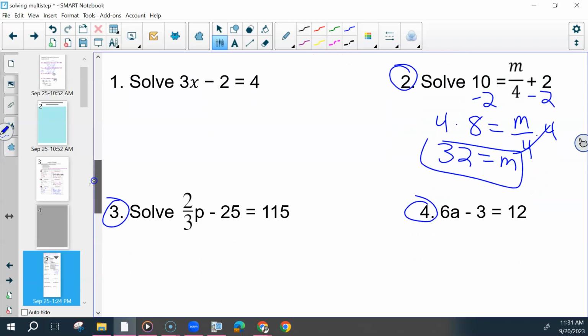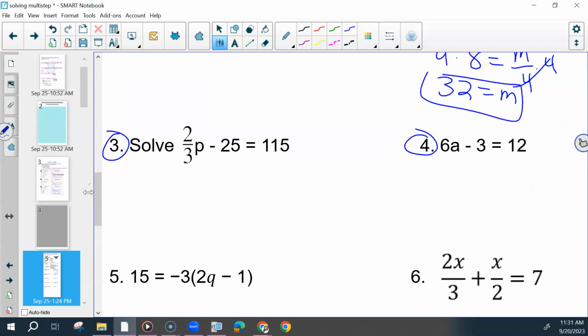Okay. Number 3. What do you think would be our first step? So 25. Now, if this were like a regular problem and it just said 2p, how would I get rid of the 2 in general? Multiply. If they were already multiplying, we would divide.